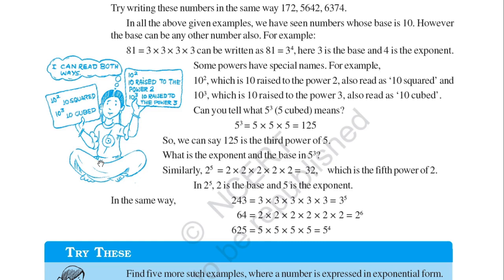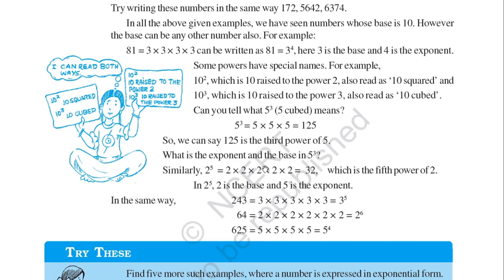Some powers have special names. For example, 10 to the power 2, which is 10 raised to the power 2, also read as 10 squared, and 10 to the power 3, which is 10 raised to the power 3, also read as 10 cubed. Can you tell what 5 to the power 3, 5 cubed means? So 5 cubed is equal to 5 into 5 into 5, that is 125. So we can say 125 is the third power of 5.